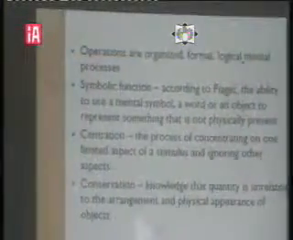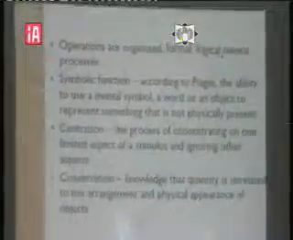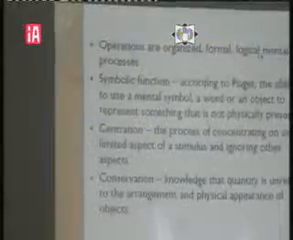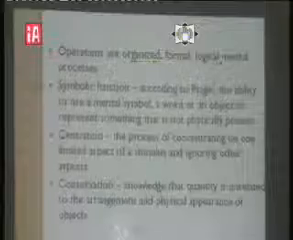Symbolic function, according to Piaget, is the ability to use a mental symbol, a word or an object, to represent something that is not physically present. Like the child knows that this is a dog if the dog is going there. How does he know that? D-O-G has no similarity with what the dog looks like. So it's an abstract mental representation. That is the symbolic function, because it's an arbitrary symbol. That is basically nothing but language also. Language is also a symbolic function.